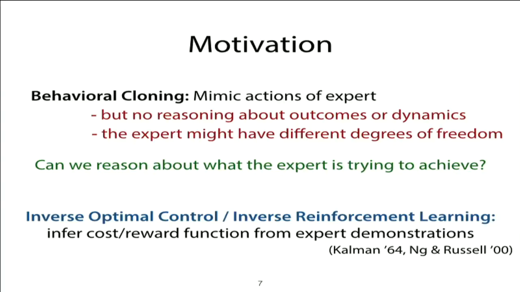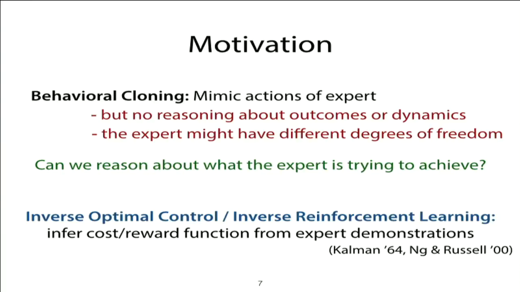These terms are largely equivalent, and what they mean is that, given some expert demonstrations, given rollouts from our expert policy, we're going to try and infer the cost function or the reward function for which that expert was acting. What was the cost that the expert was optimizing?